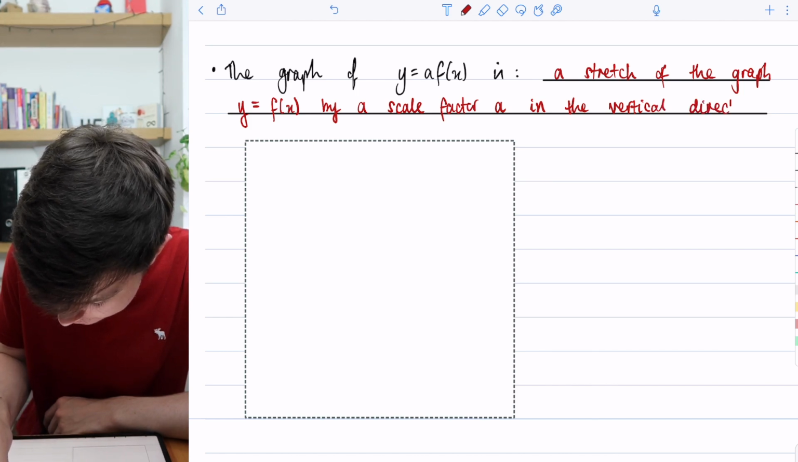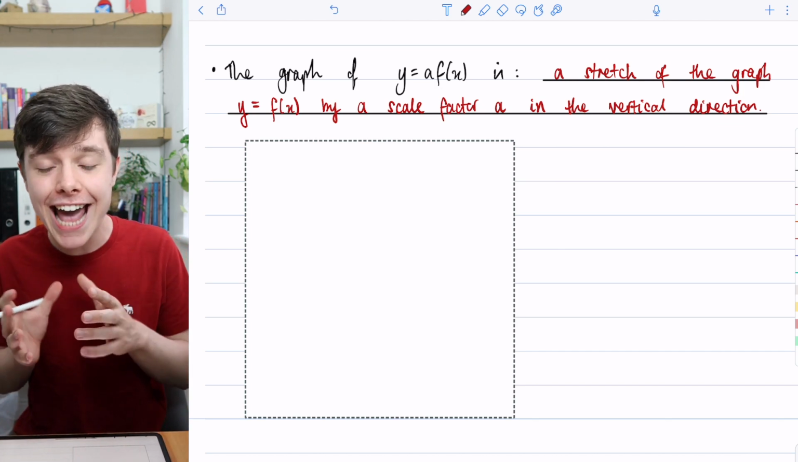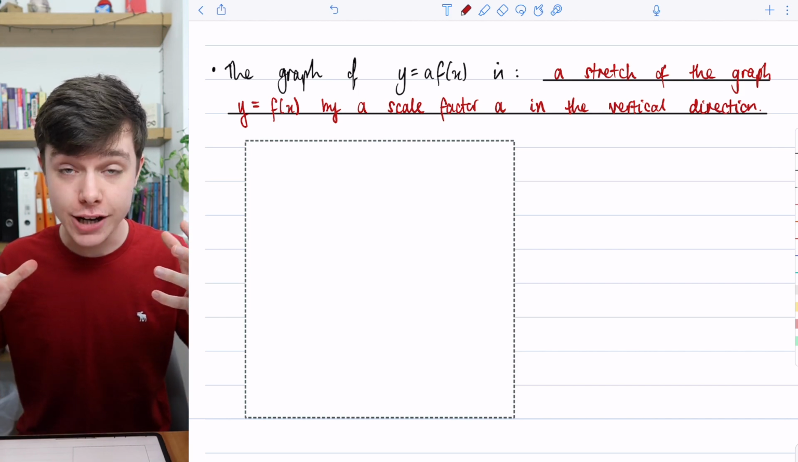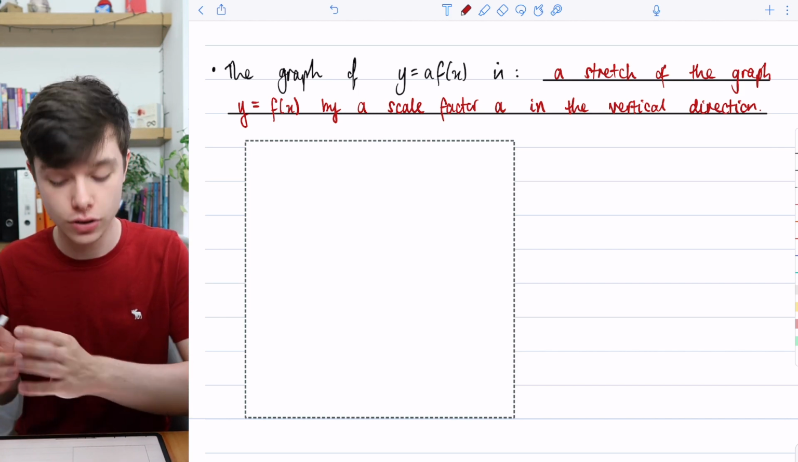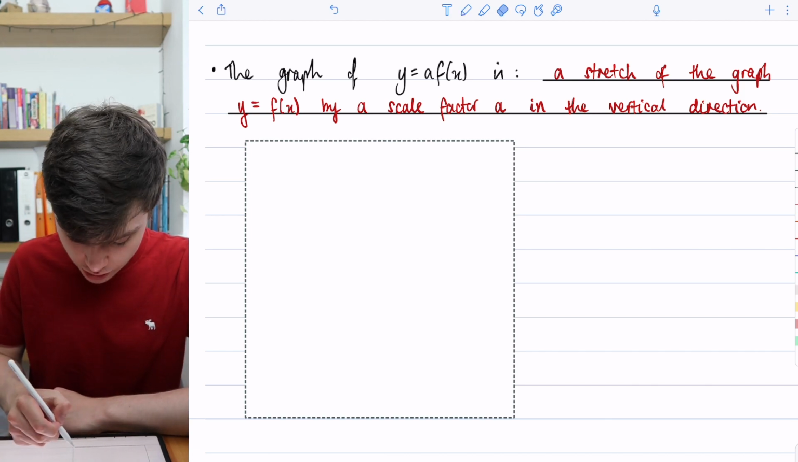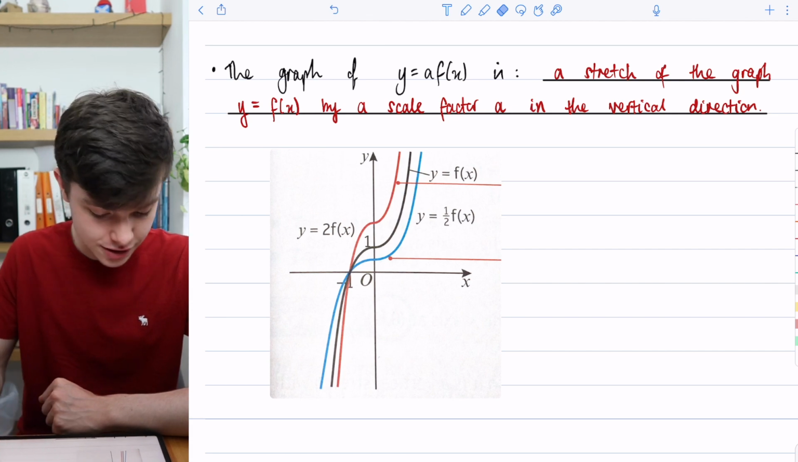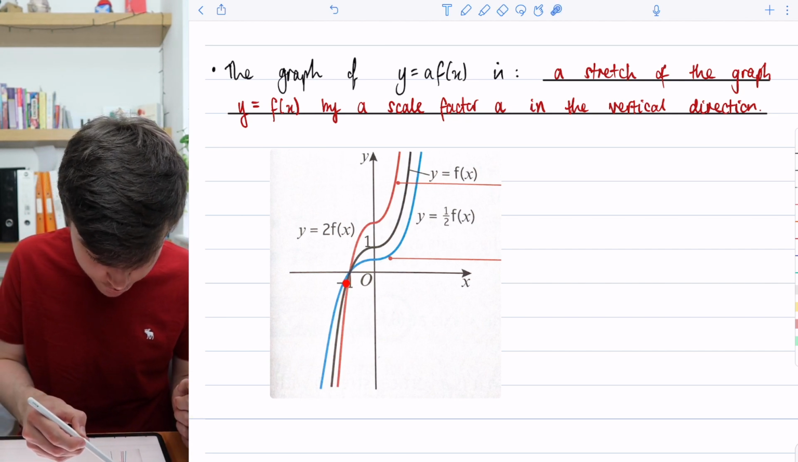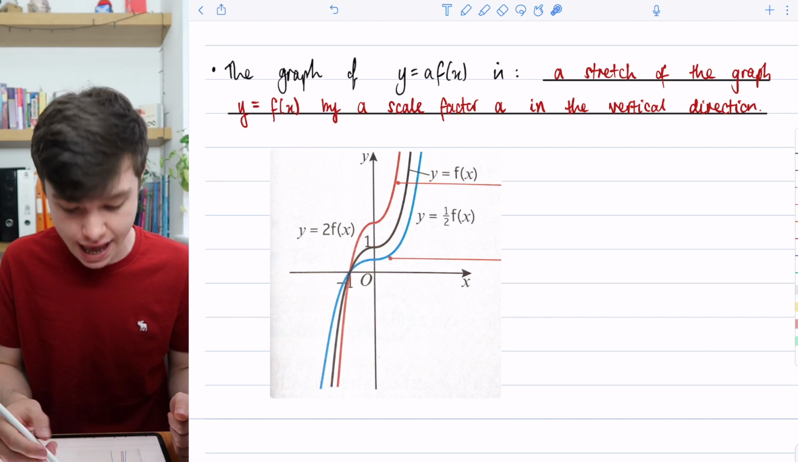So if we have an original graph, y is equal to f of x, and we multiply it by a, some constant, can be positive or negative, it is a stretch by the scale factor of that a in the vertical direction. Let's have a look at an example of this, and I've just taken a picture from the textbook, okay? What we have is this black graph, which is the original graph. We can see that is y is equal to f of x.